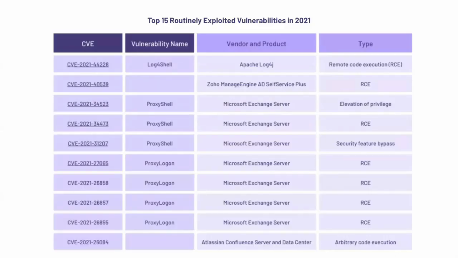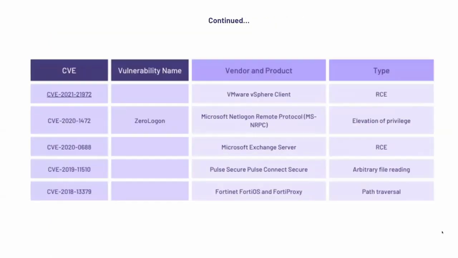3 of the top 15 routinely exploited vulnerabilities were also exploited in 2020. CVE-2020-1472, CVE-2018-13379, and CVE-2019-11510. Their continued exploitation indicates that many organizations fail to patch software in a timely manner and remain vulnerable to malicious cyber actors.